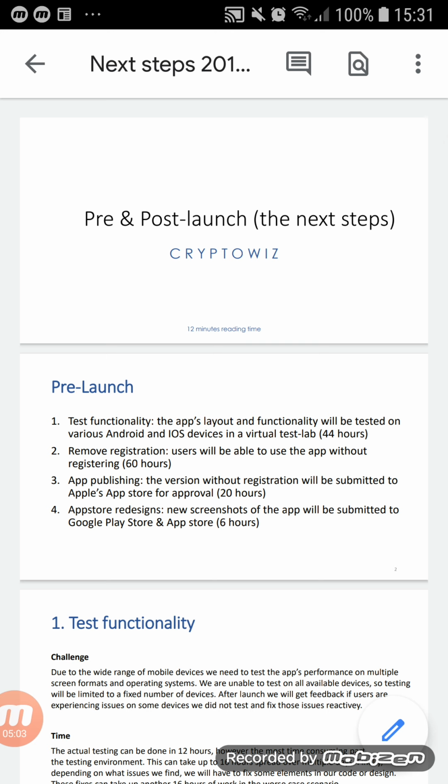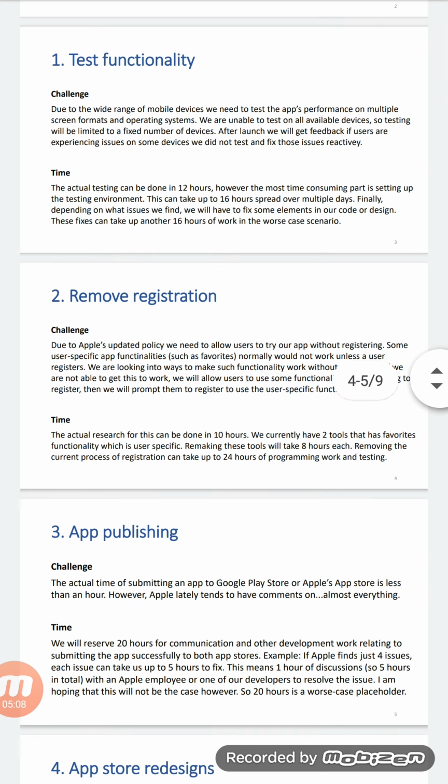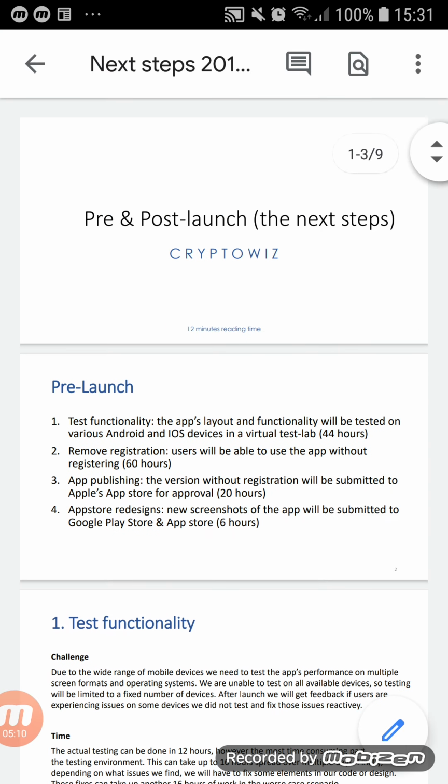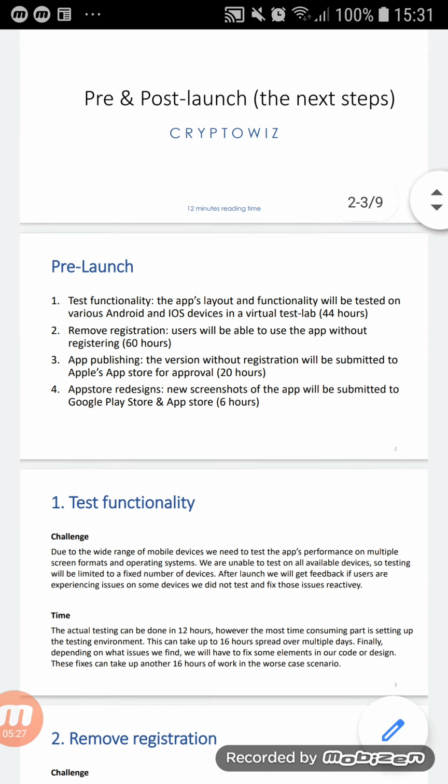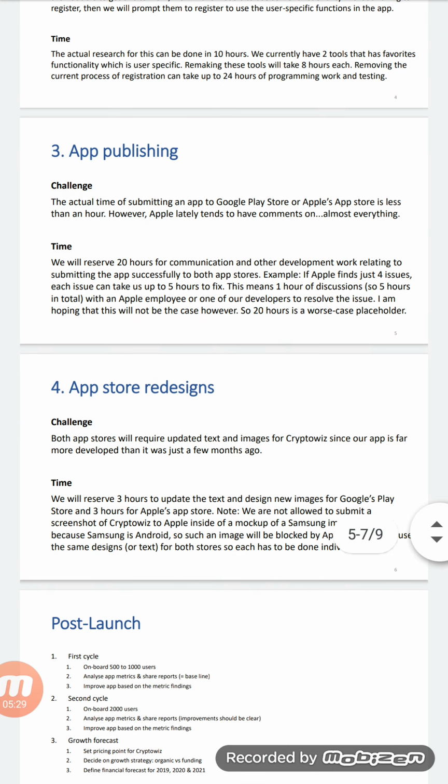Number 3 is for us to publish the app in the app stores. I've also made a sheet for that so you guys can read about it. And the 4th thing we have to do is to create some new designs for the app store, because our app has changed so much in the last couple of months. We have to put new screenshots in the app store. So these are the 4 things we have to do, and then we're able to launch Cryptowiz.